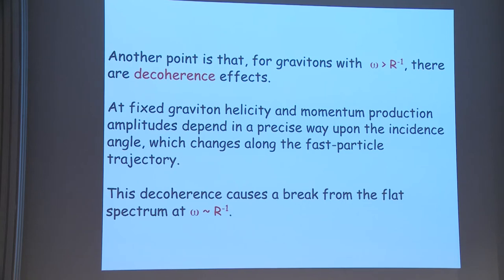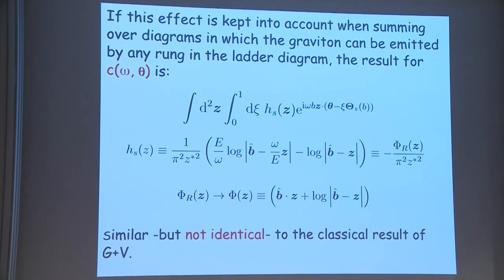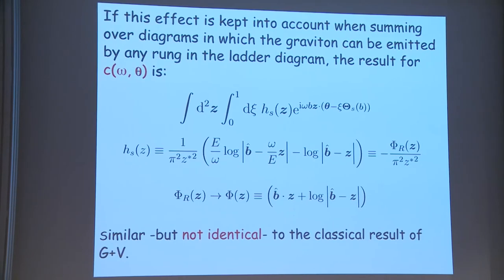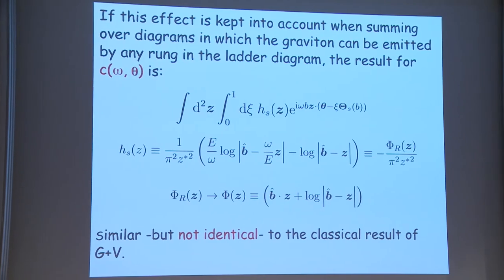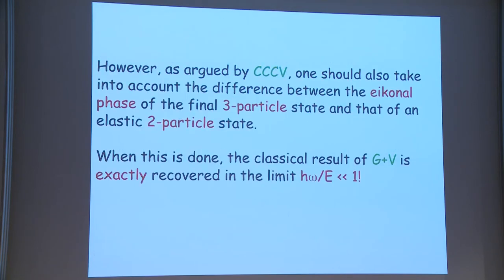I told you that at omega equals 0, the spectrum is flat, omega independent. Well, above r to the minus 1, it's no longer flat. It just starts to fall, okay? Which is a nice, very interesting feature. Now, I want to make this story a little bit short, because in the first paper, we were taking only this effect into account. We got something which was close, but not quite what we were getting with the classical calculation. The same function that appears in the classical treatment appears here, but there it was exponentiated, here it comes in the numerator. However, we then discovered that we were missing another effect, and this is simply this eikonal phase.